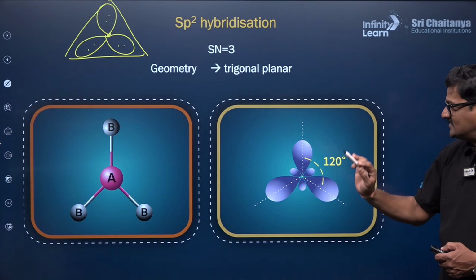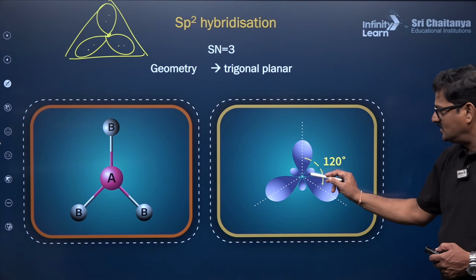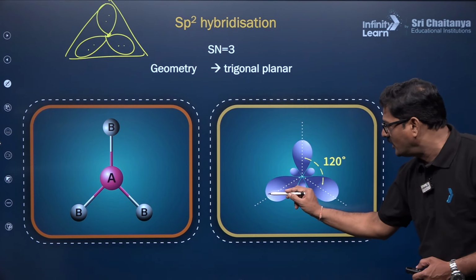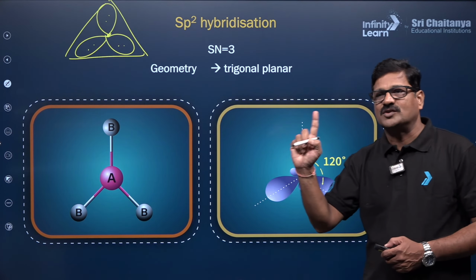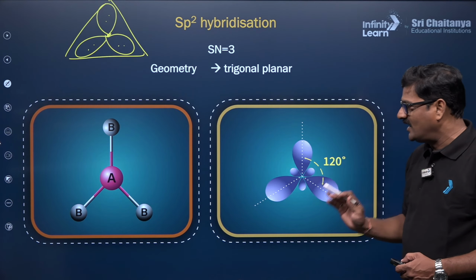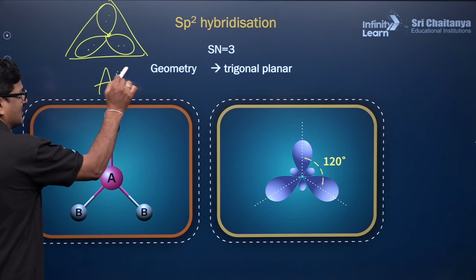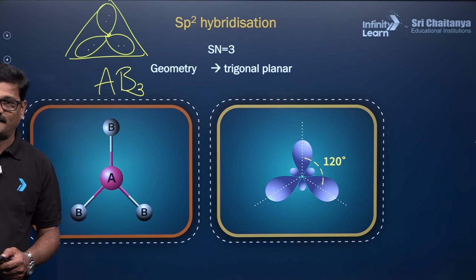So in this sp2 hybridization, sp2 hybridization, sp2 hybridization, the shape is triangular, and the angle here you are going to get is perfectly 120 degrees, right? 120 degrees. And you can have the AB3 type. A is the central atom, B is the bonded atom, and 3 bonded atoms are there.